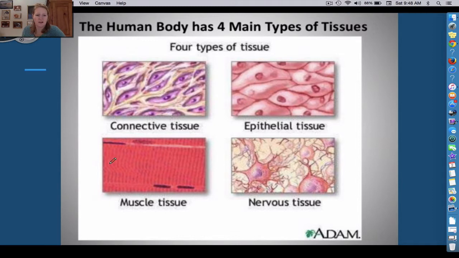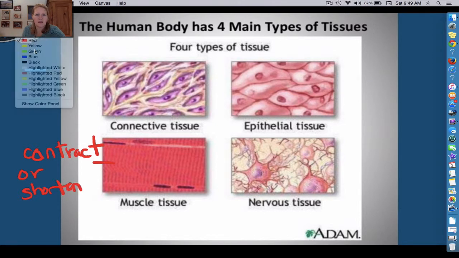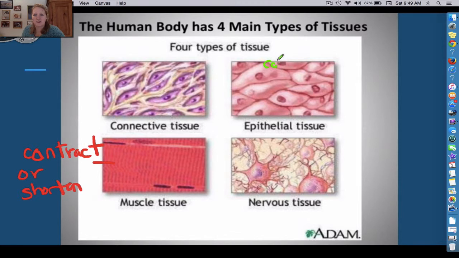So muscle tissue, all the cells working together, allows a muscle to contract and shorten. An epithelial cell, what these do is they cover, and this is what they look like. I'm sure you've figured that out now. They cover all surfaces of the body, inside and out.